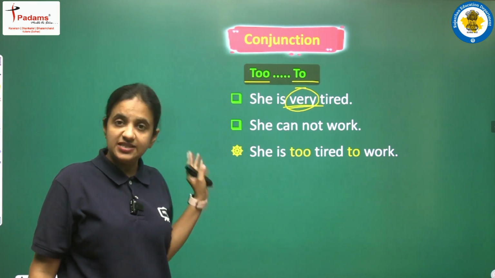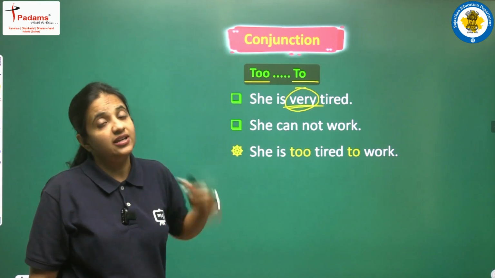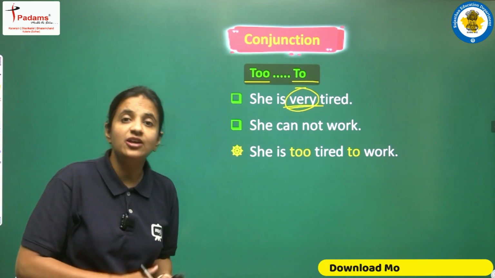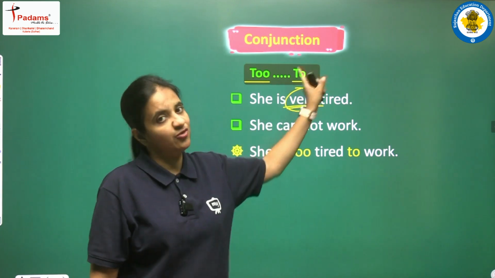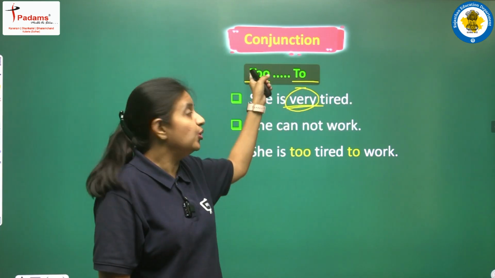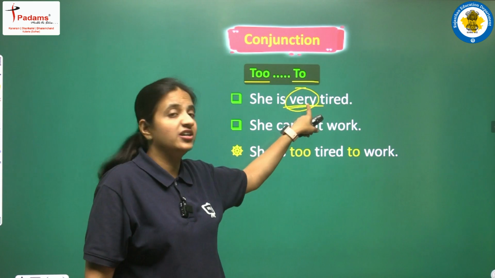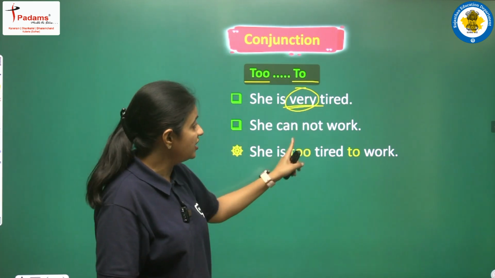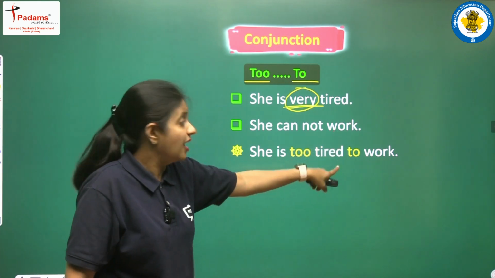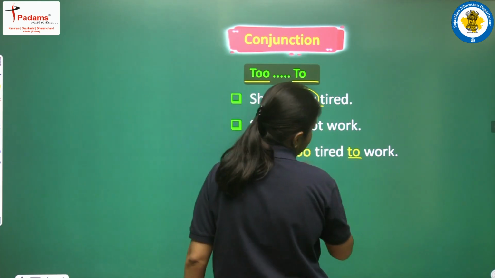So here you can say that to is having a little bit of similarity with so that, right? Because so was also used before the adjective. Similarly, to is also used before the adjective that is given to us in the first sentence. So here we are writing she is too tired. Now we have to use the second to, that is to.